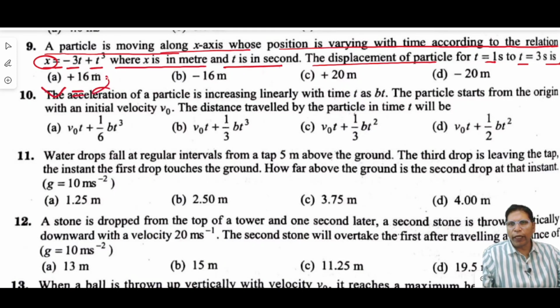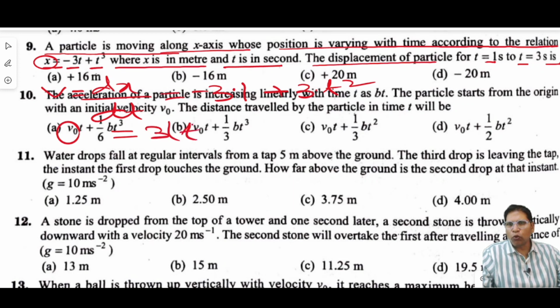So velocity v equals dx by dt. So this is minus 3 into 1 plus 3 into t square. Now when v equals 0, we have to calculate time. So 0 equals 3 t square minus 1. Therefore t equals 1. So velocity becomes 0 at t equals 1 second.